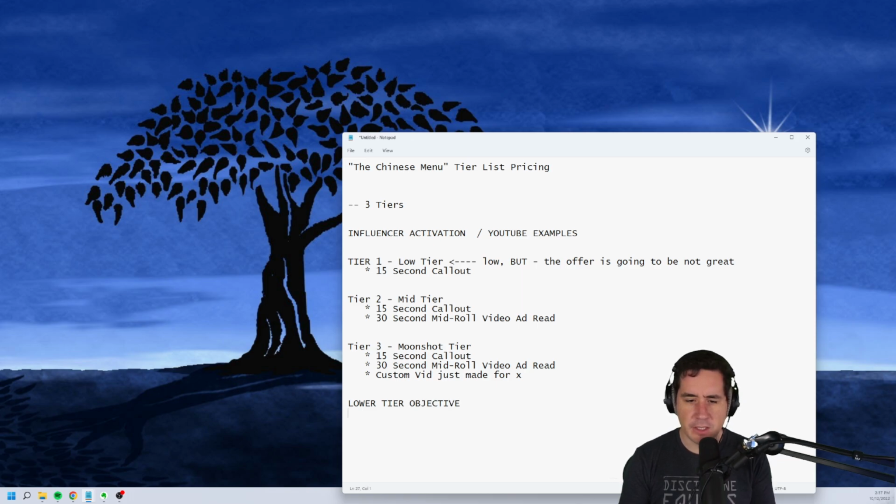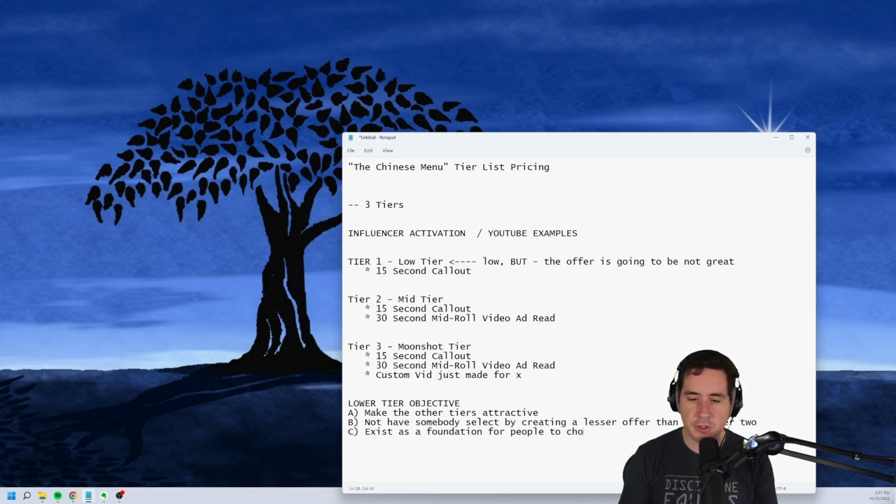So your low tier objective is to A, make the other tiers attractive, B, not have somebody select it by creating a lesser offer than the other two, and C, exist as a foundation for people to choose who don't have a lot of funding, but you still want their business.